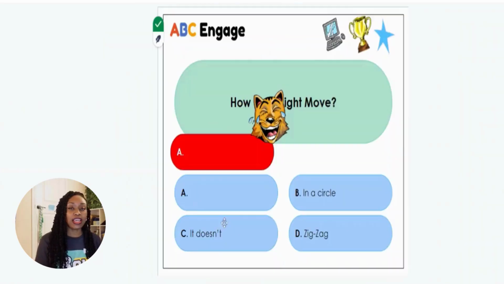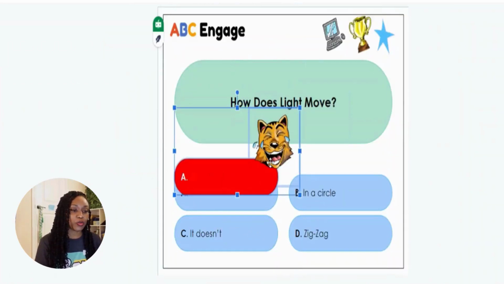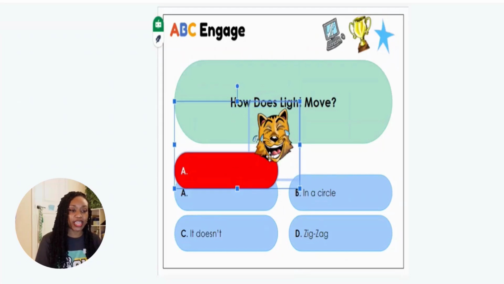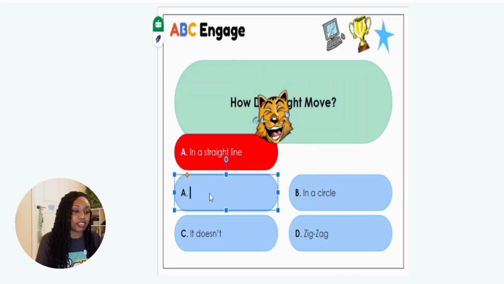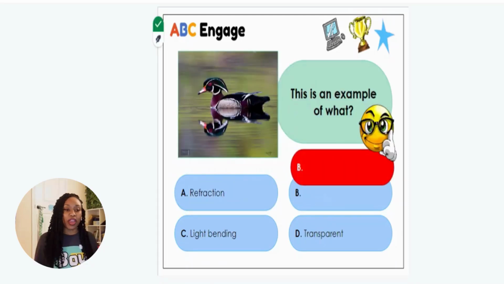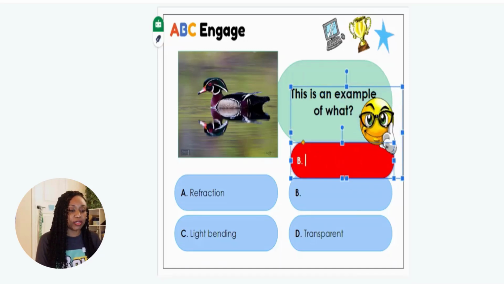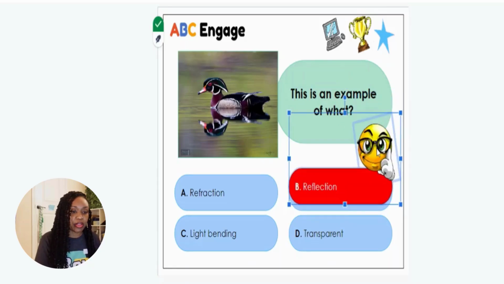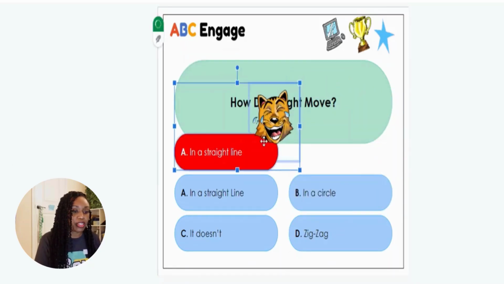I can do text-based questions. For this one, I have how does light move? I have some incorrect answers. It doesn't zigzag. And then I want to make sure that I put the correct answer in a straight line here and here in a straight line. I can do pictures and graphs as well. This is an example of what? I have some incorrect answers, and then I need to put in the correct answer. Reflection, reflection. I'm going to cover it up so that it's perfectly aligned.